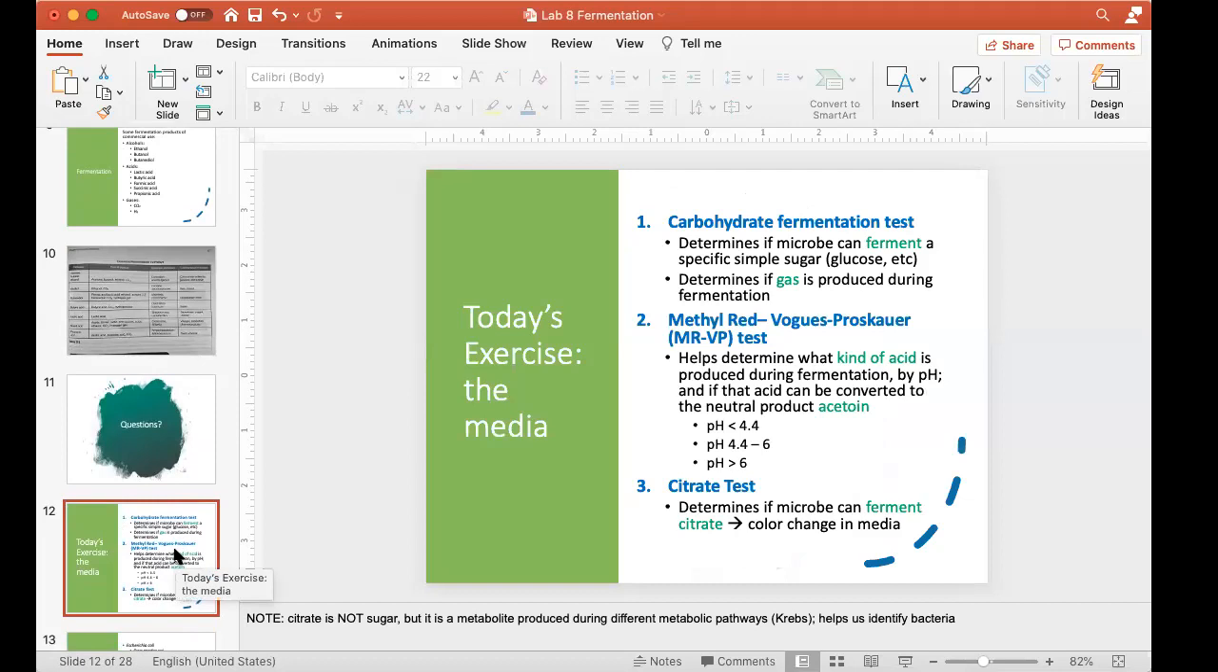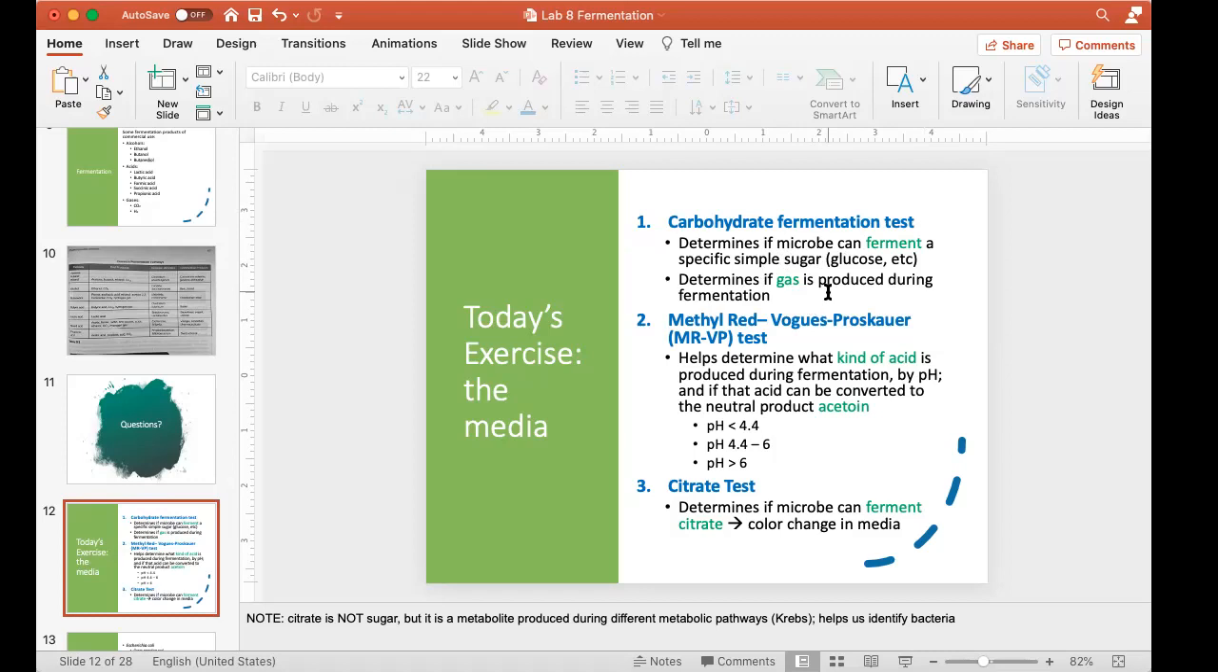This is what we're going to look at today in terms of testing. The first test we're going to look at is simply called the Carbohydrate Fermentation Test. I love tests where the name tells you exactly what they're about. This is a test that's going to help us determine if a microbe can ferment some particular sugar. So this is a test that we can run using all different kinds of simple sugars. We get to decide which sugar we want to test the microbe on. We're going to know if the microbe can ferment the sugar that we put in the tube because an acid is going to get produced. And we're also going to know if the microbe produces a gas. We'll talk about that.